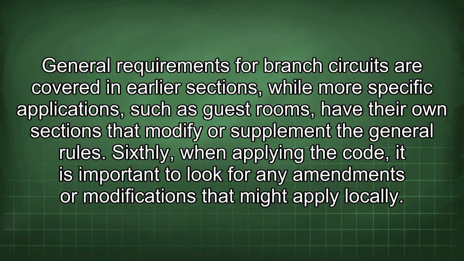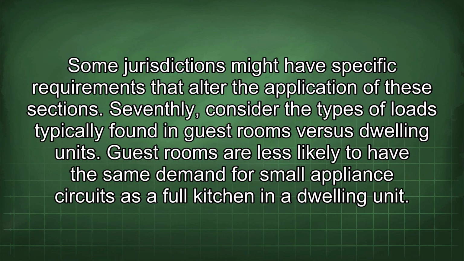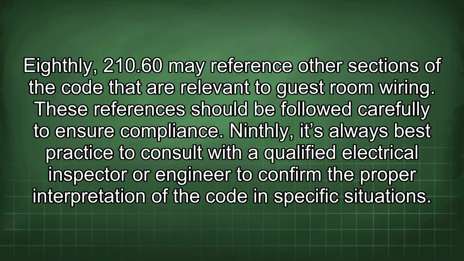Sixthly, when applying the code, it is important to look for any amendments or modifications that might apply locally. Some jurisdictions might have specific requirements that alter the application of these sections. Seventhly, consider the types of loads typically found in guest rooms versus dwelling units. Guest rooms are less likely to have the same demand for small appliance circuits as a full kitchen in a dwelling unit. Eighthly, 210.60 may reference other sections of the code that are relevant to guest room wiring. These references should be followed carefully to ensure compliance.